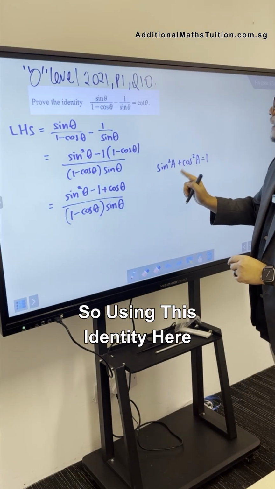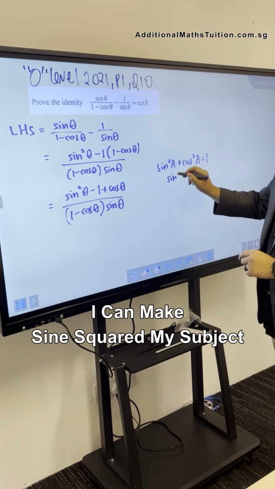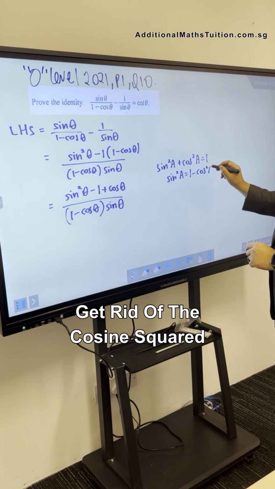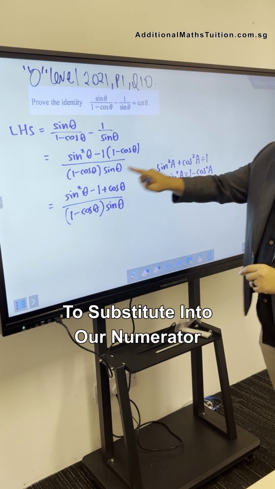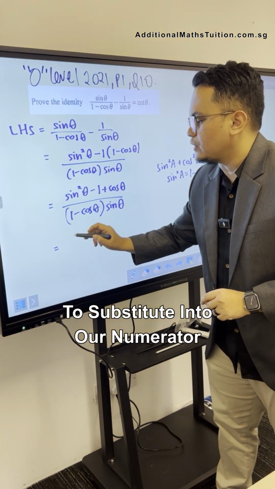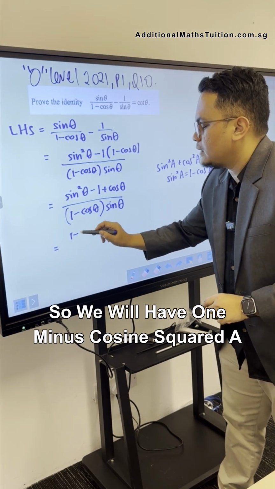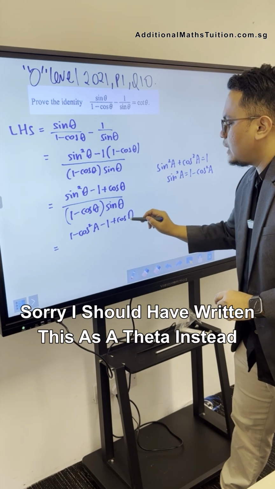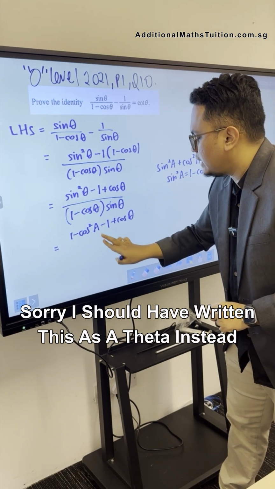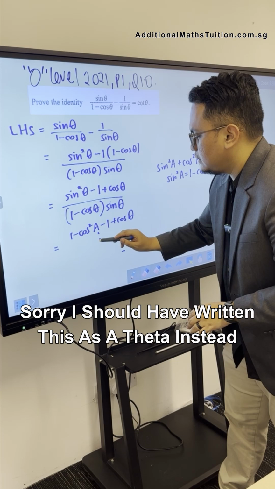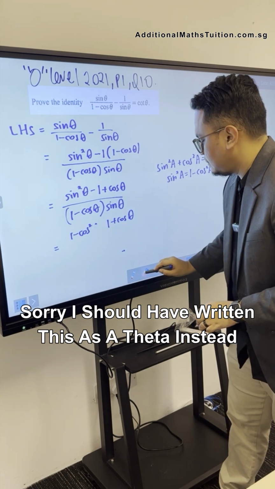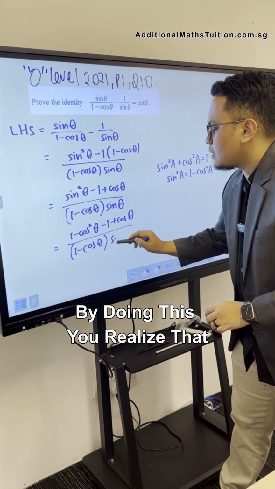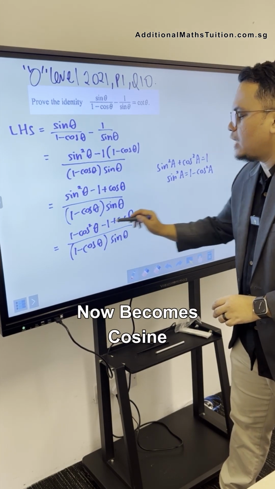So using this identity here, I can make sine square my subject, get rid of the cosine square, and I can use this to substitute into our numerator. So we'll have 1 minus cosine square A minus 1 plus cosine theta. Sorry, I should have written this as a theta instead. By doing this, right, you realize that everything in your numerator now becomes cosine.